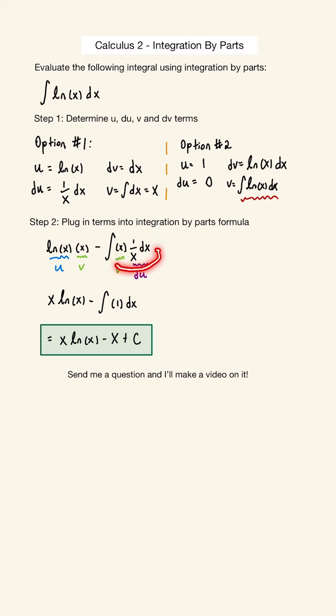And so now when we look at this, we can go ahead and simplify this to just 1. And so we have something that is integrable, and so we can go ahead and do that, where we'll get x ln of x for the first portion minus the integral of 1, which is x, and then we'll add our constant. So here we have it, our solution to this example problem.